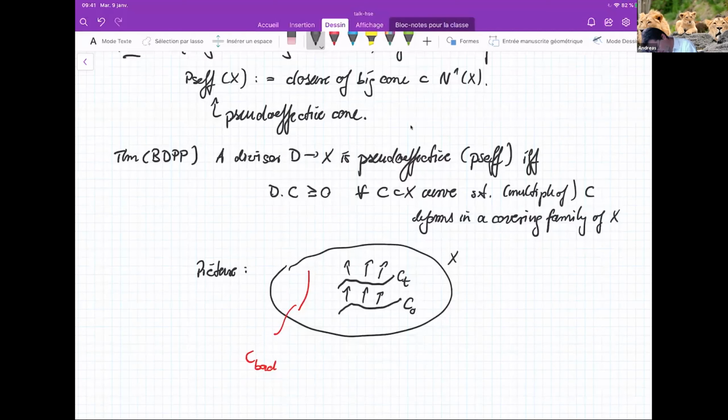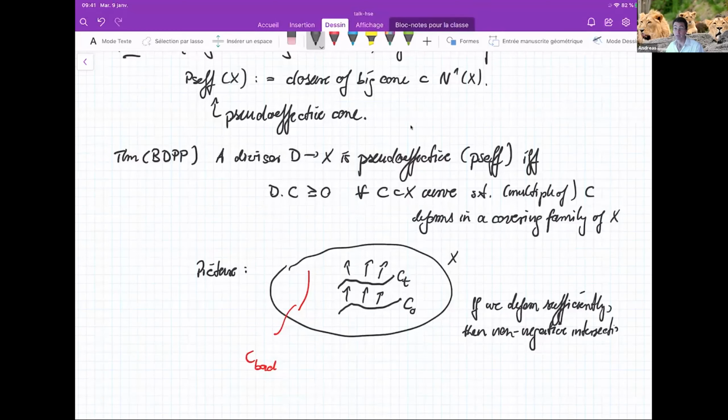And of course, this is very reasonable because this is exactly what happens if you take D to be an effective divisor. The effective divisor has non-negative intersection with almost everyone, except maybe those curves which are contained in the divisor itself. So this is a very nice, useful characterization. This is the situation for line bundles or divisors.